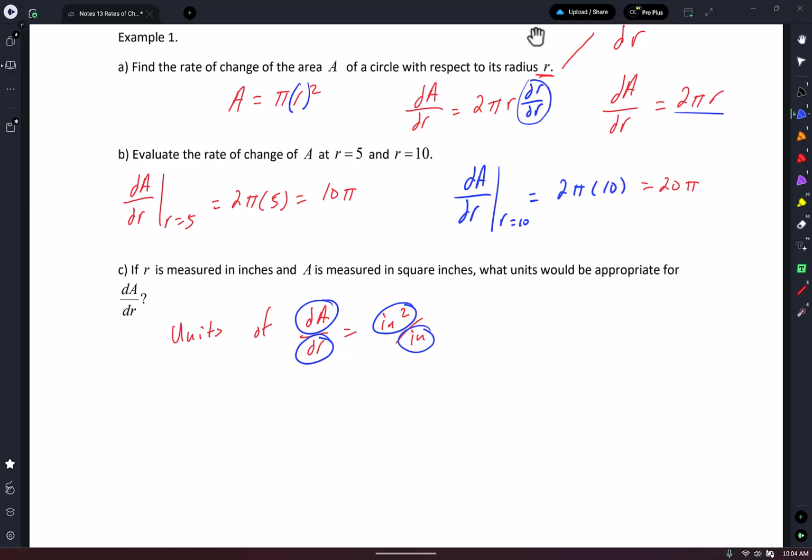When you write it like that, don't. No. Because this is square inches per inch. So it's describing how much your area is changing per inch of radius. So don't cancel out the units.